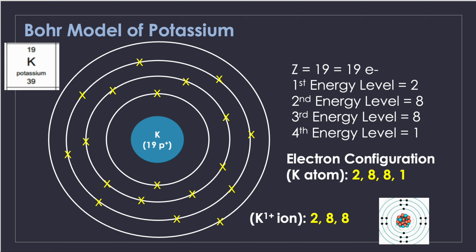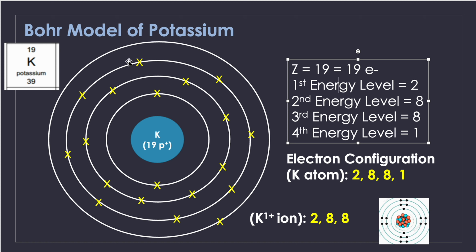Let's see another example. In this case it is potassium. Potassium has 19 protons, so that means you need to distribute 19 electrons. How do you do it? Energy levels 1, 2, 8, 8. That's the maximum. So you have 2, 8, 10, and 8 is 18, so you need one more, so 19. In this case, you have 4 energy levels or 4 shells.